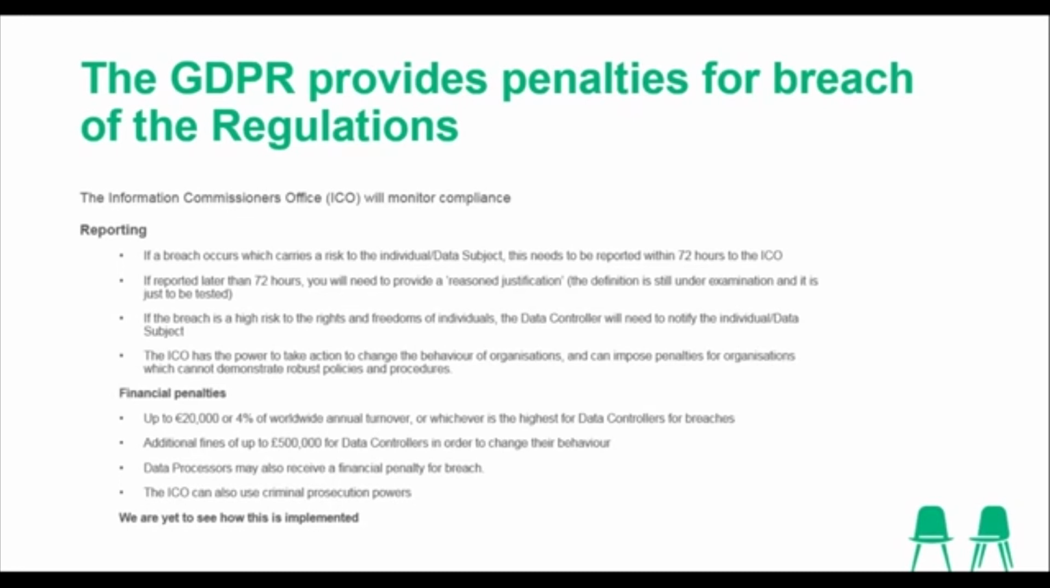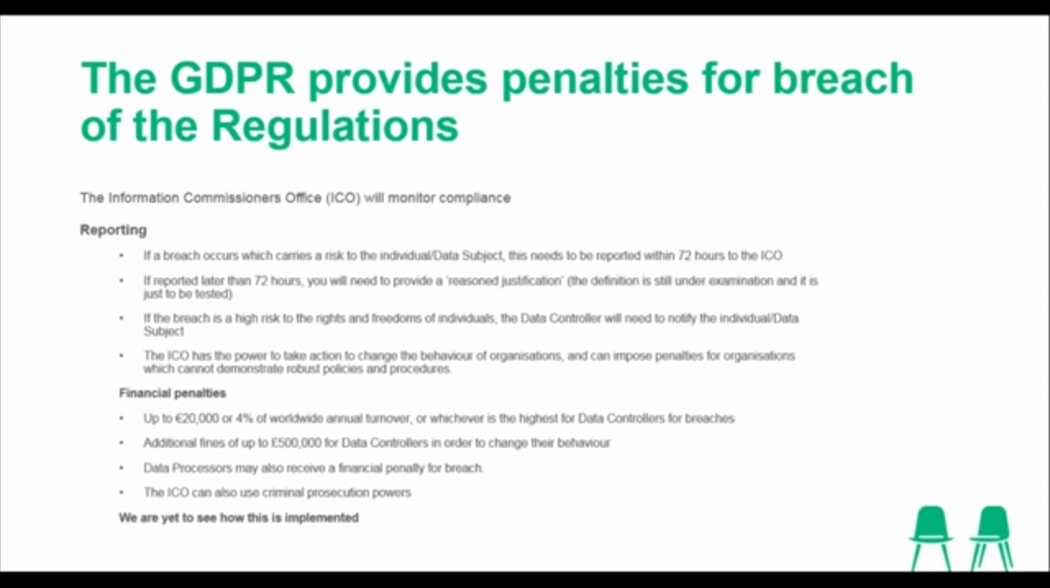The ICO has the power to take action, and wait for it, to change the behavior of organizations. So it can be that you've had no actual breach of the data regulations, but for example, if you haven't got all the right policies and procedures in place, they may consider they need to change your behavior. And this is where the big stick can come out.